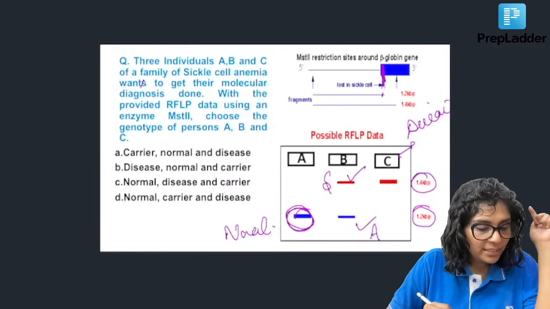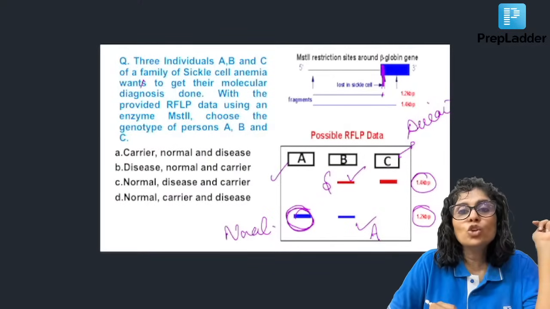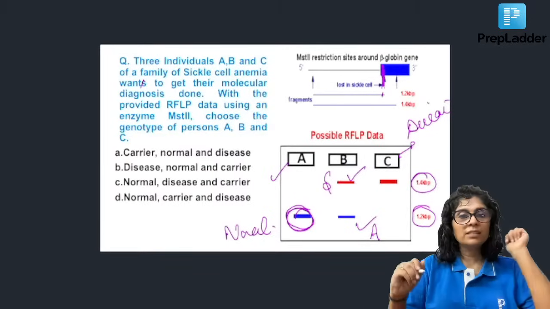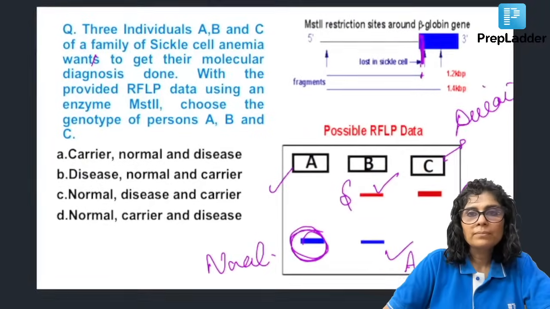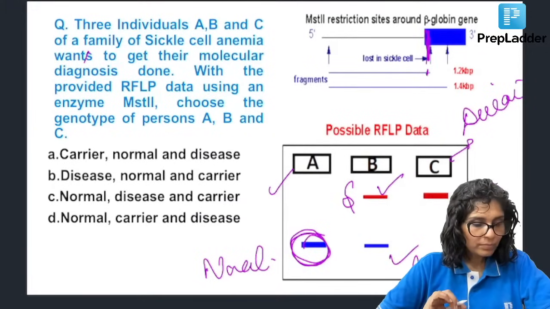Do you all understand this? Person B is a carrier. So who is person A? Person A is normal because both alleles are cut. Person B is a carrier. Person C is diseased. I hope it's clear.